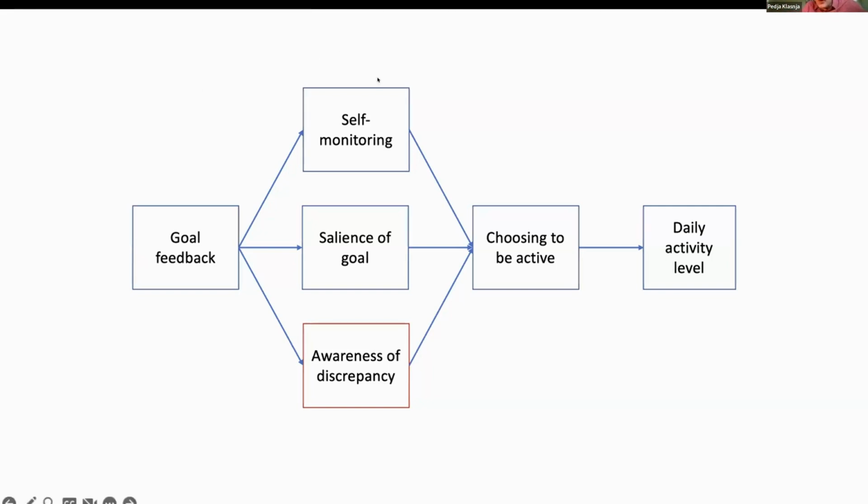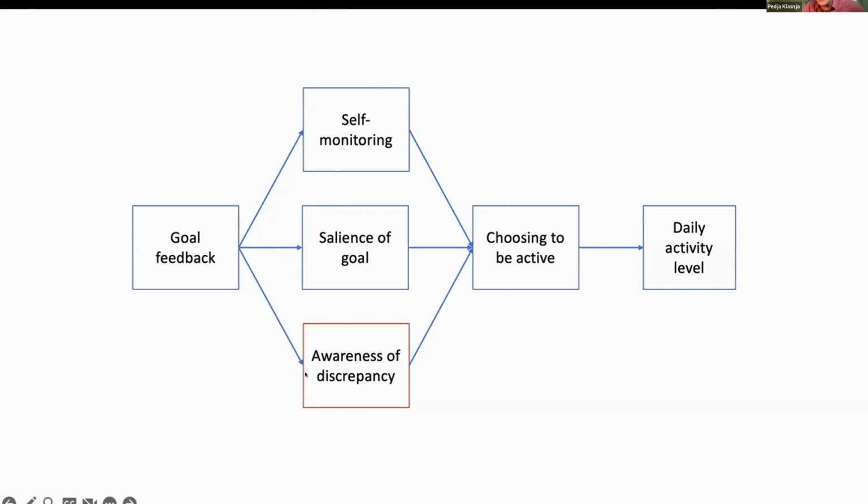And so we know from the literature that both for self-monitoring and for salience, the accuracy doesn't actually matter all that much, right? You can still get change in behavior by doing self-monitoring, even if the self-monitoring is not particularly accurate, right?